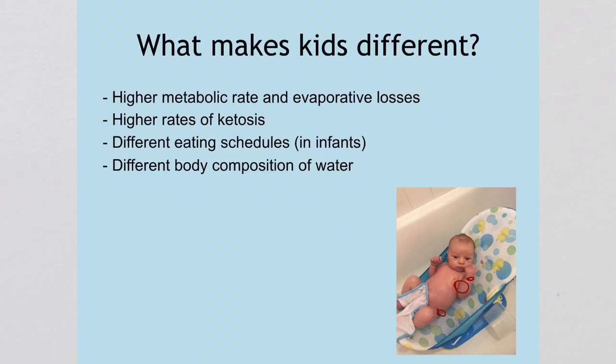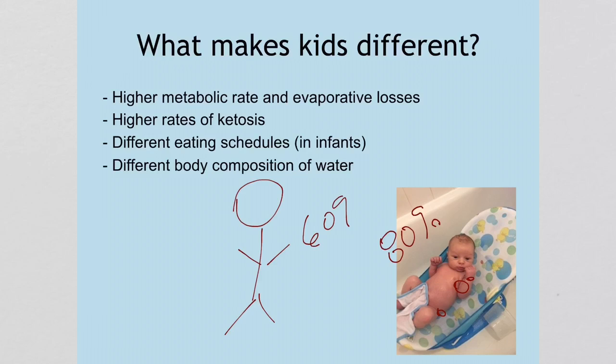And then they have a different body composition of water. And this kind of goes back to the cute chubby baby if you think about it. But they have a higher percent of their body weight that's water. So in a baby, it's about 80%, which is different than what you've learned about in the older adult, which is 60%. I don't know how this really looks like an adult, but it's different.